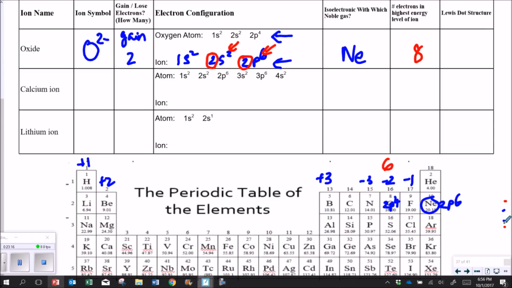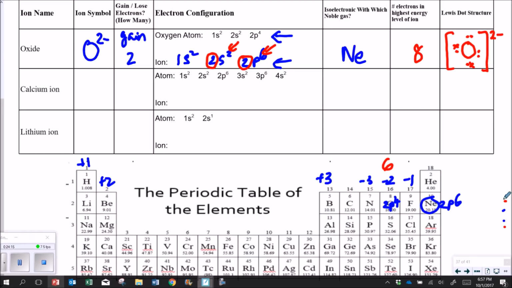Now to draw the Lewis dot structure for a negative ion, we start by writing the element symbol, and we write the original number of valence electrons for that atom. For oxygen, it was 6. So we have 1, 2, 3, 4, and then we double up 5, 6. Now to show that it gained 2 electrons, I put crosses instead of dots for the last 2 spots. So 1, 2 electrons gained. And then I put a square bracket around this whole thing, and I show the charge as being -2.